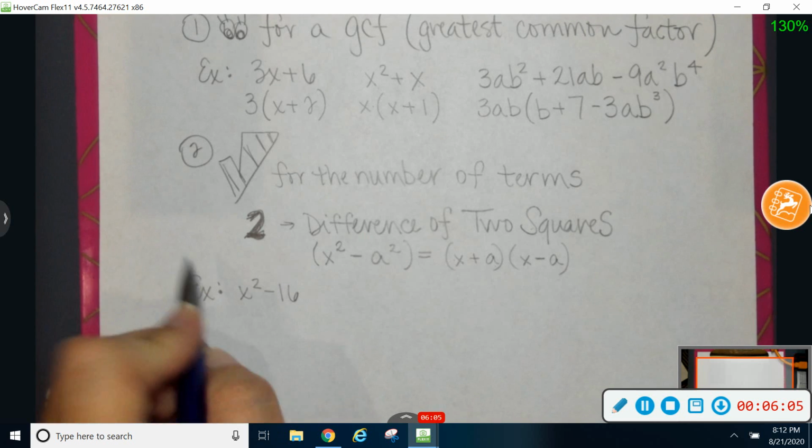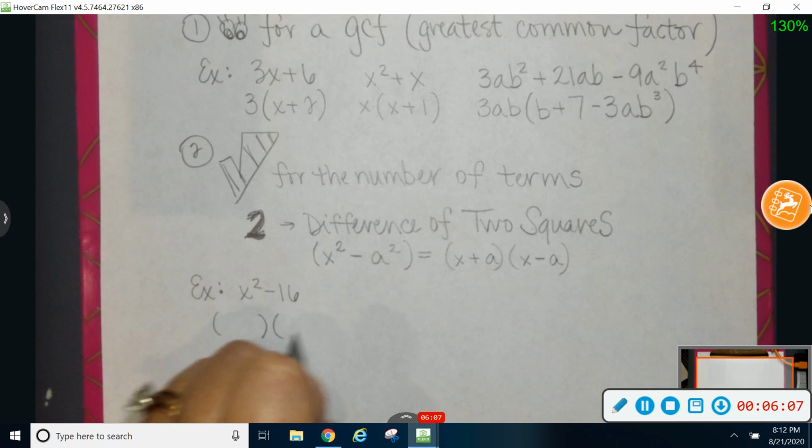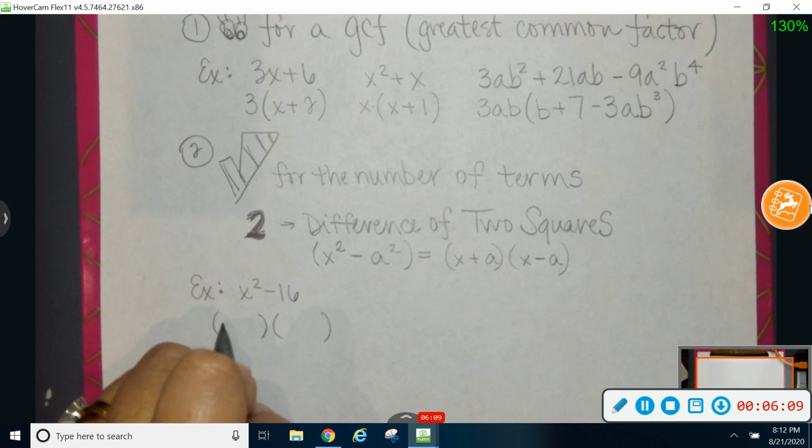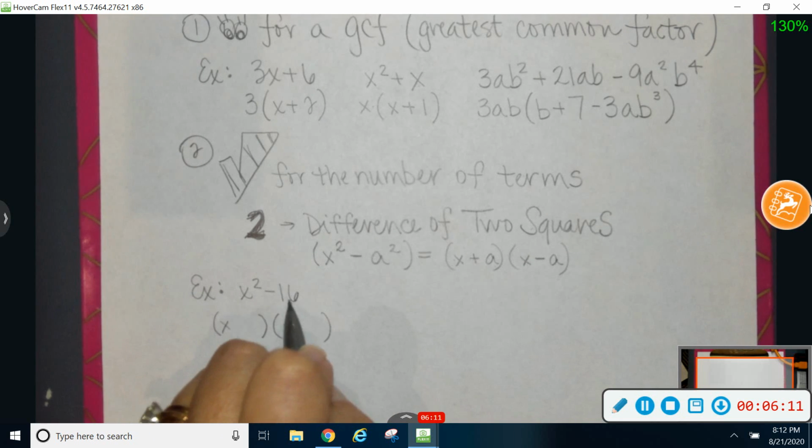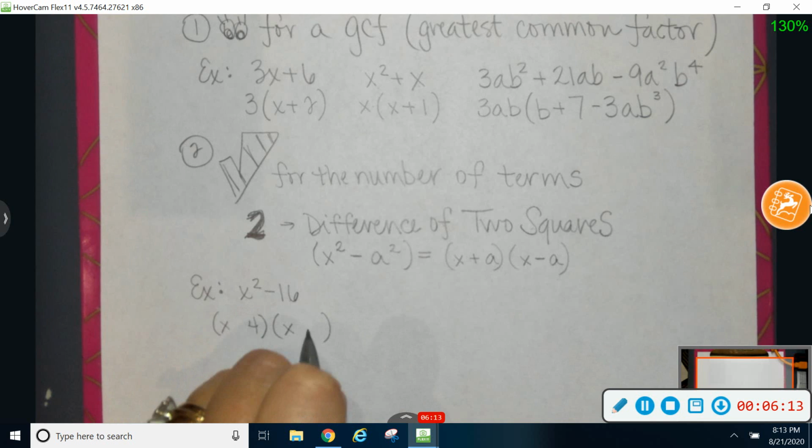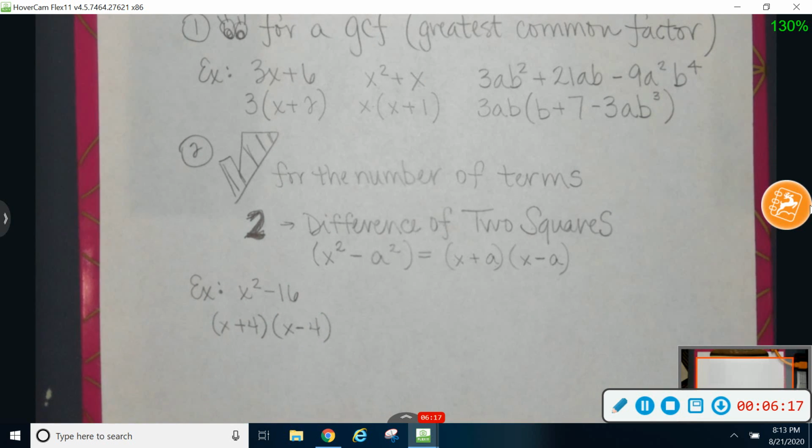Yes, it's a difference. So it fits that difference of squares model, meaning I can take the square root of the front, x and x. I can take the square root of the back, 4 and 4. One gets a plus, one gets a minus.